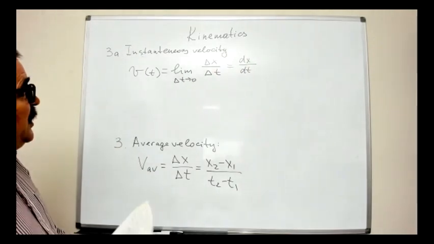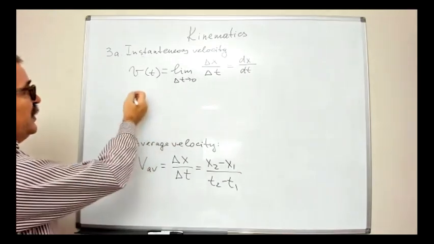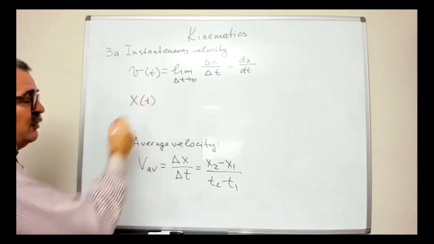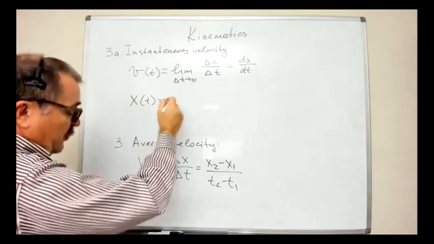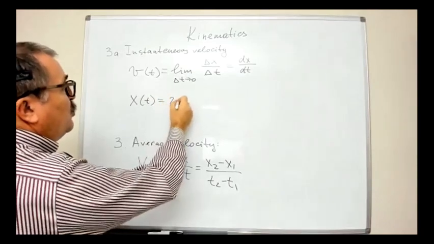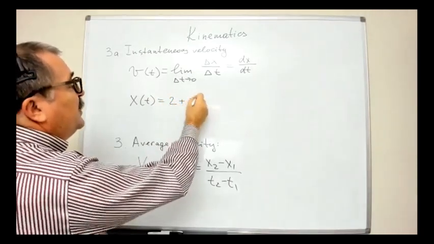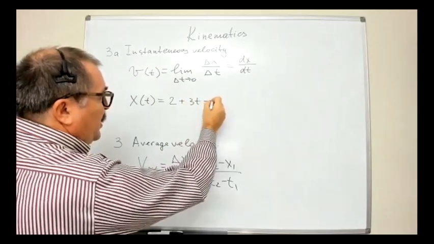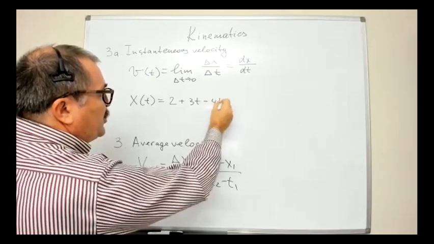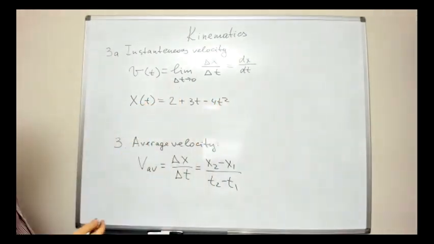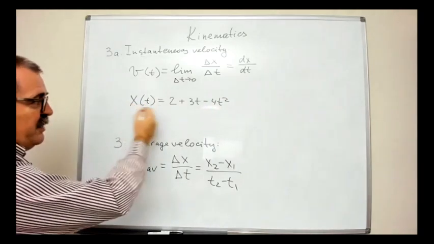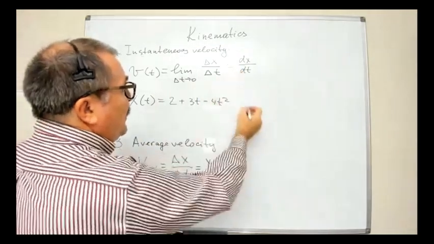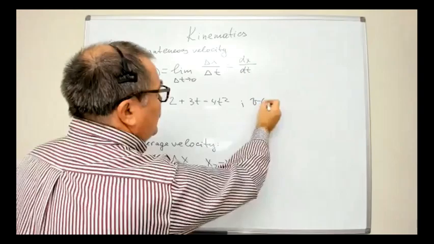All right. Basically, let's say the position of the object as a function of time can be written as 2 plus 3t minus 4t squared. Now, what is the velocity of the object? This is the position as a function of time. What is the instantaneous velocity at t equals 2?